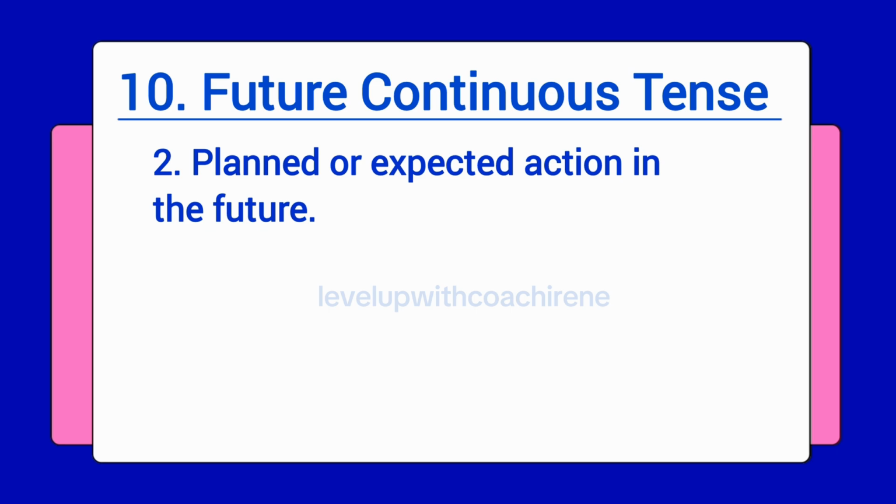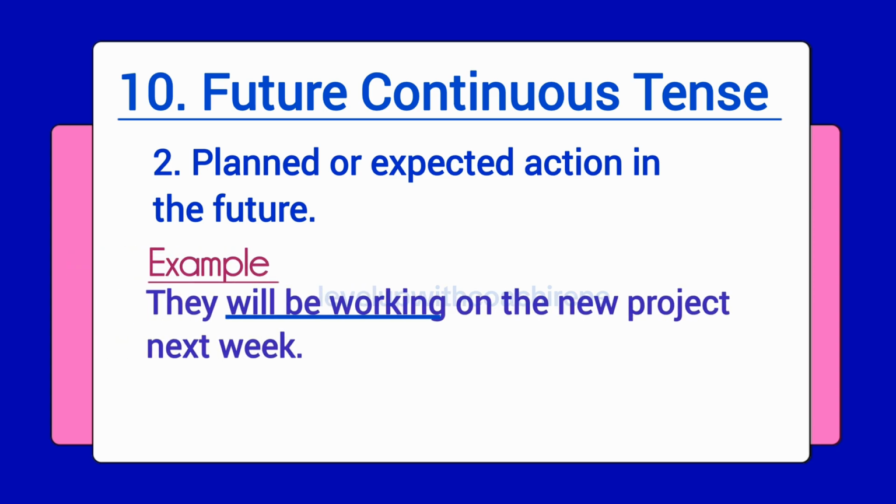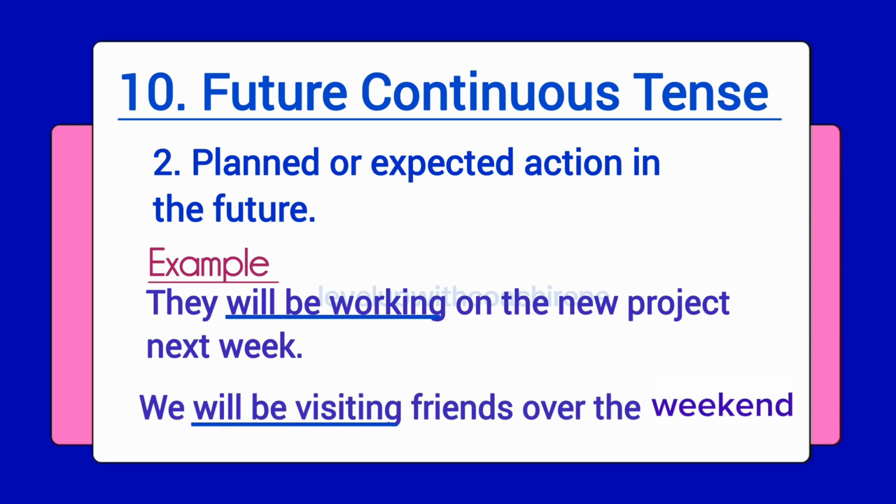Number 2, it is used for planned or expected actions in the future. For example, they will be working on the new project next week. We will be visiting friends over the weekend.